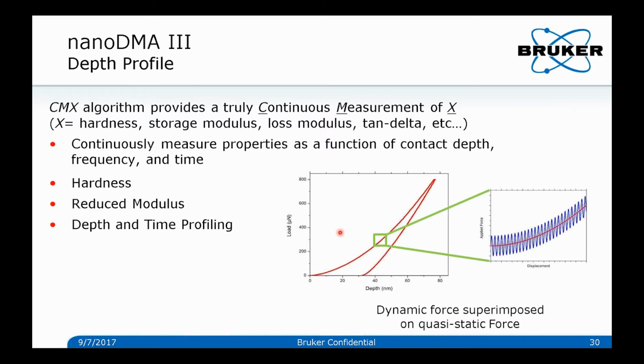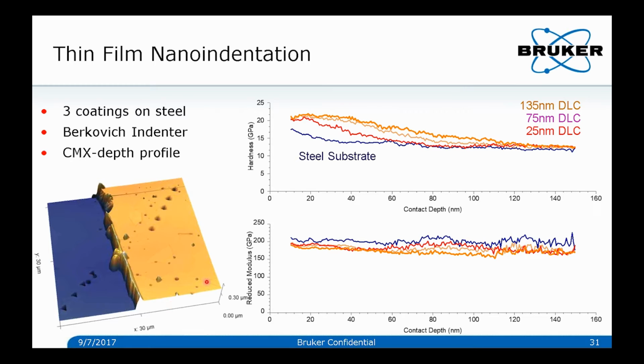You can also do depth profiles. So as you indent, again, we're superimposing this oscillating force. You can continuously measure properties as a function of depth, frequency, and time. You can do hardness, modulus, anywhere from 0.1 hertz up to 300 hertz. You can do a single frequency and measure depth profile, or do a frequency sweep and measure properties at all different frequencies.